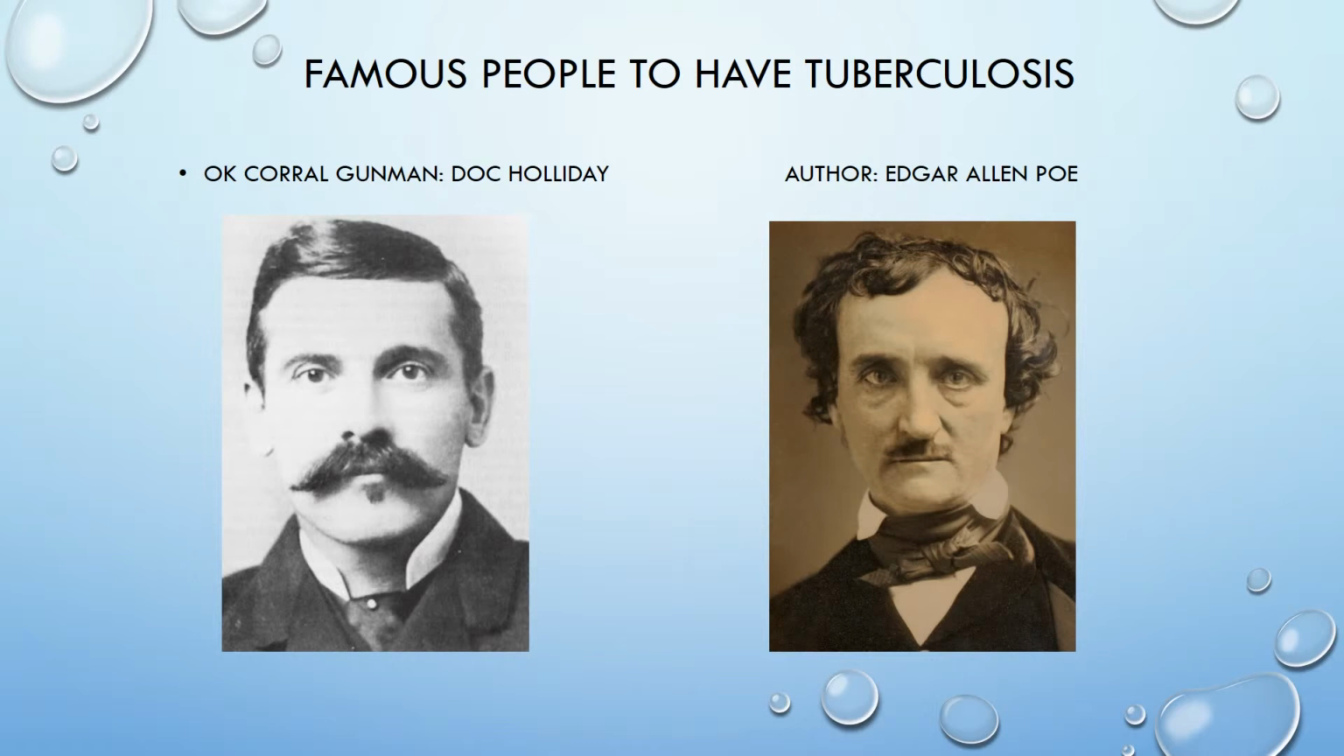If you'd like to know some famous people to have had tuberculosis, think of OK Corral gunman Doc Holliday. You know him. He was the sidekick to Wyatt, Virgil, and Morgan Earp when they came in close contact with the cowboys at the OK Corral.